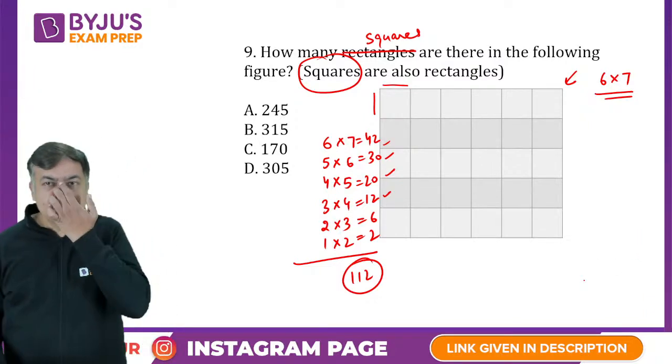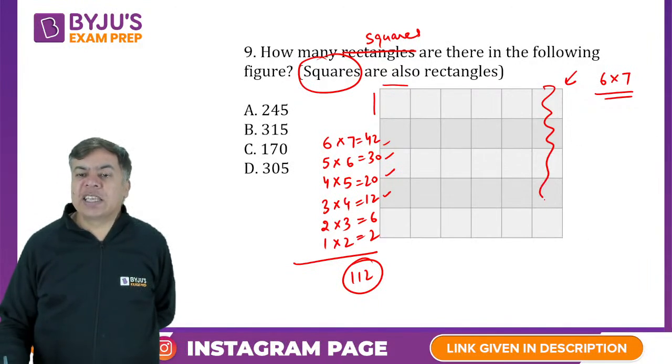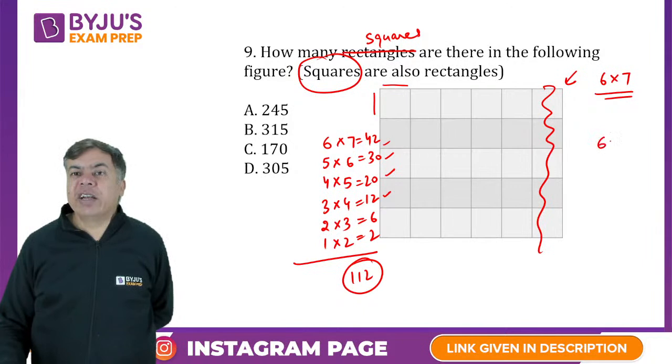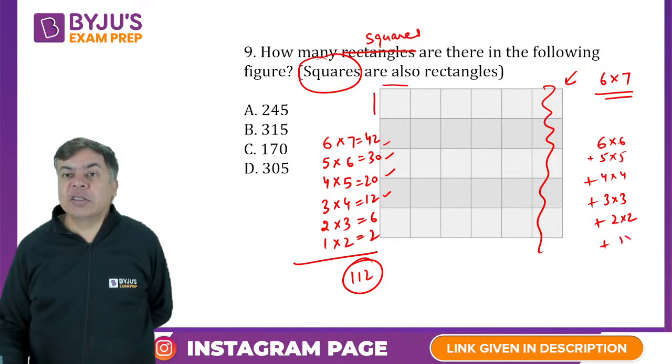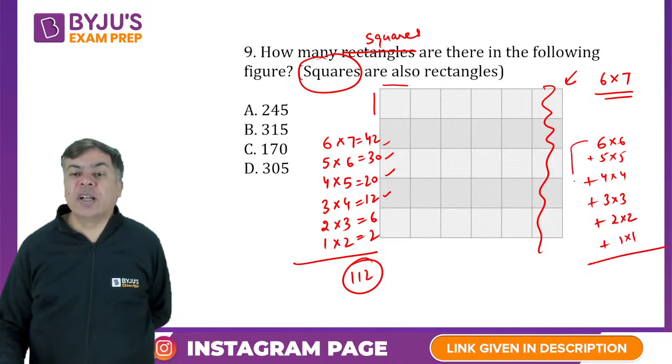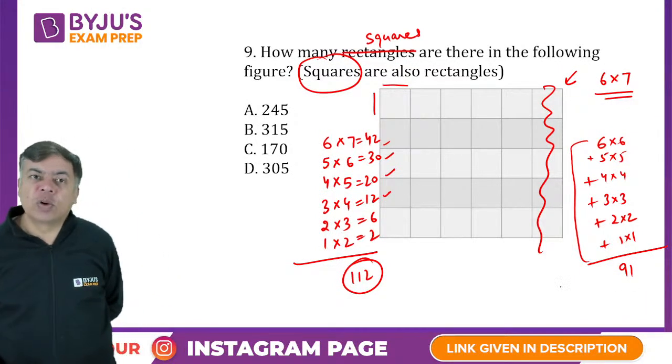Okay, actually this is what was happening earlier also. When I took only 6 by 6, then it was 6 by 6 plus 5 by 5 plus 4 by 4. So you are reducing 1, 1, 1. But in that case it was becoming a square, so you were adding 1 square, 2 square, 3 square up to 6 square. That's why you were getting 91. Sigma n square.